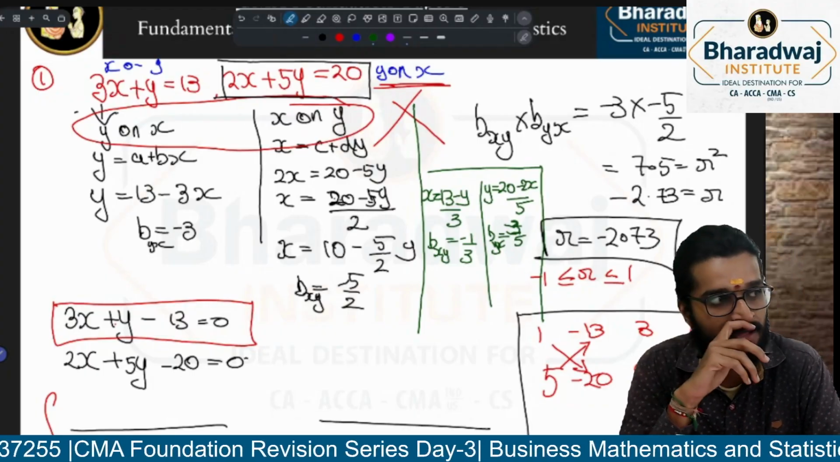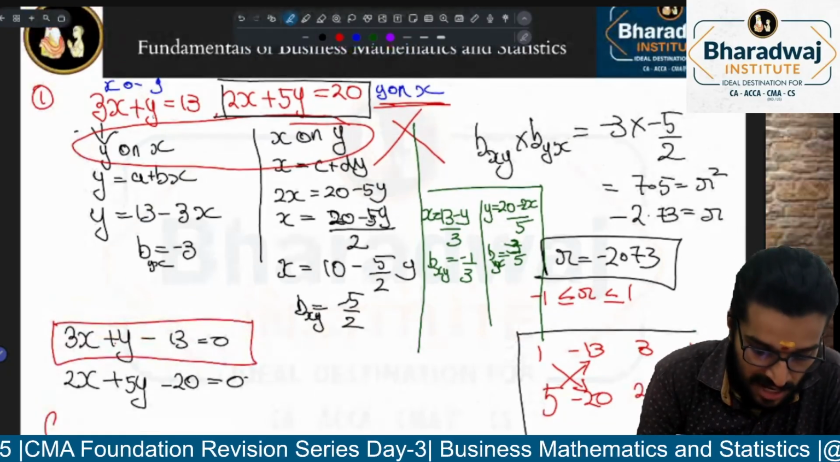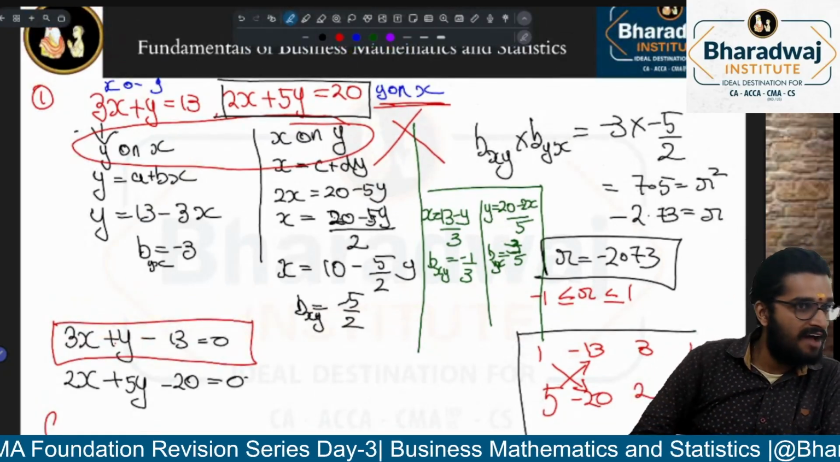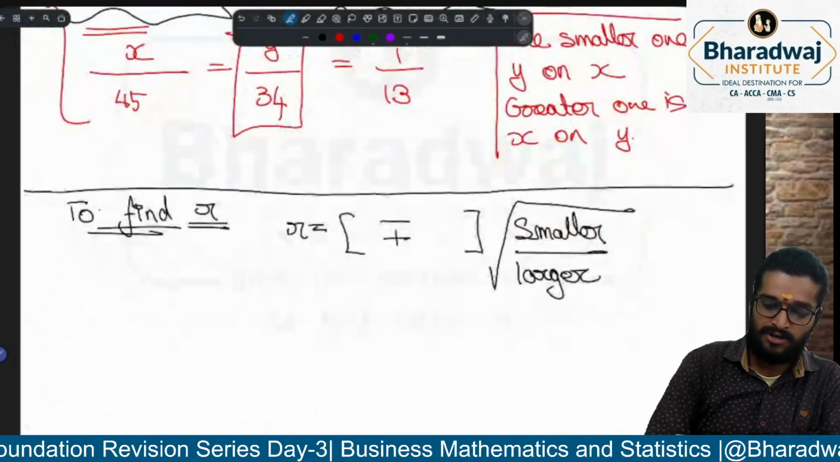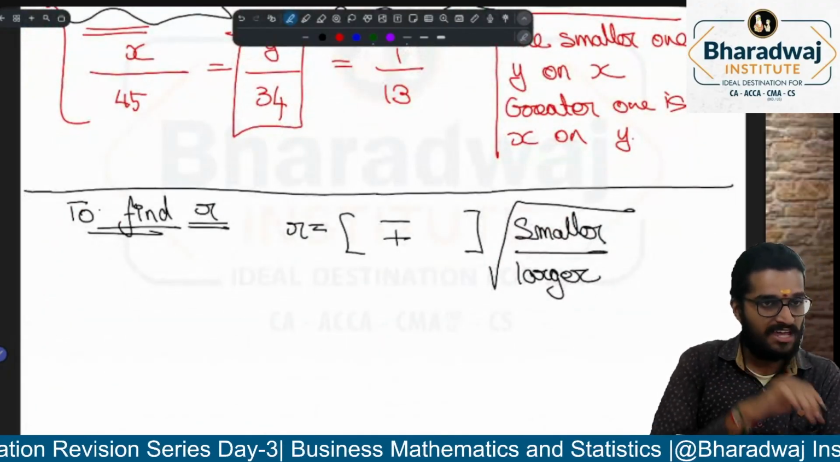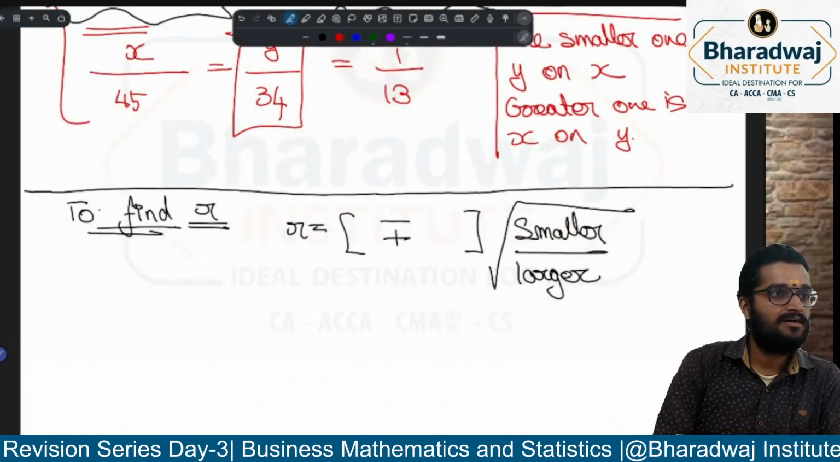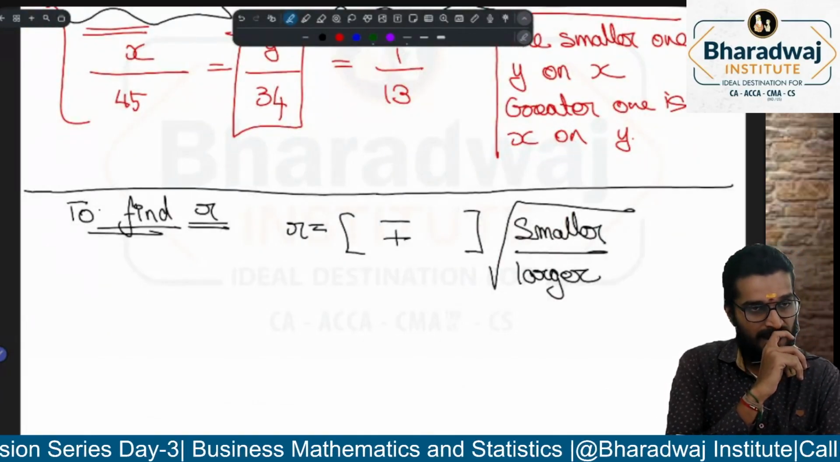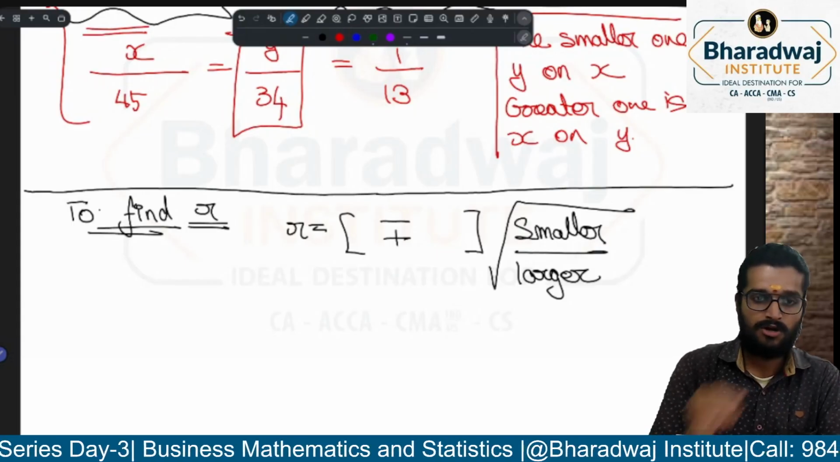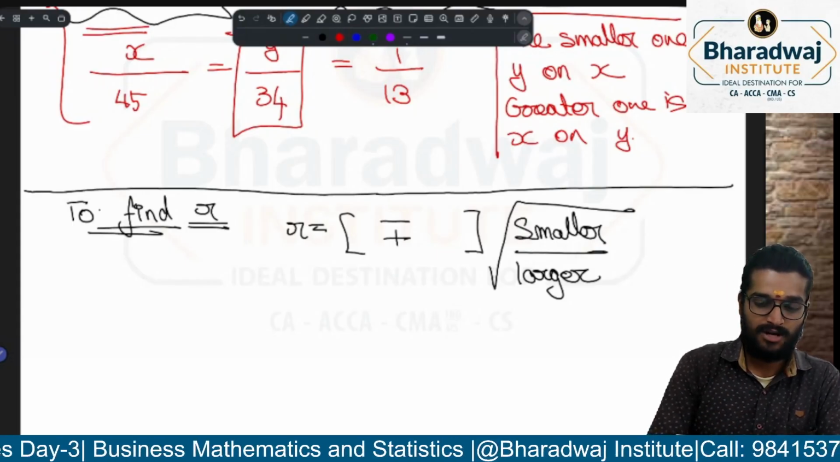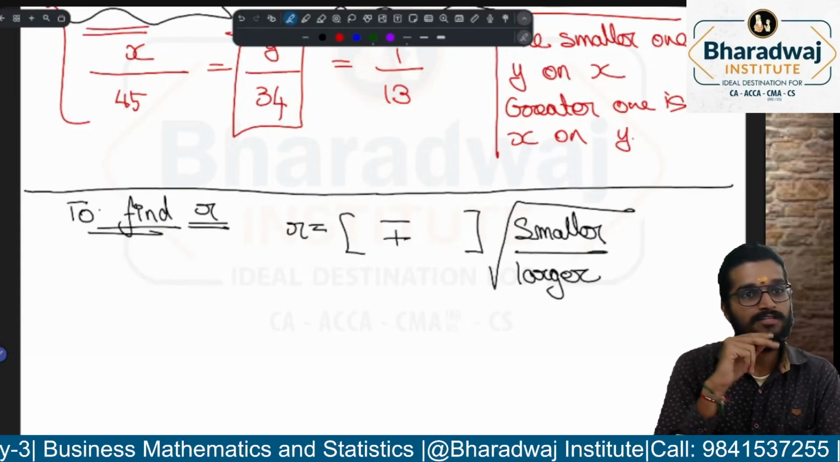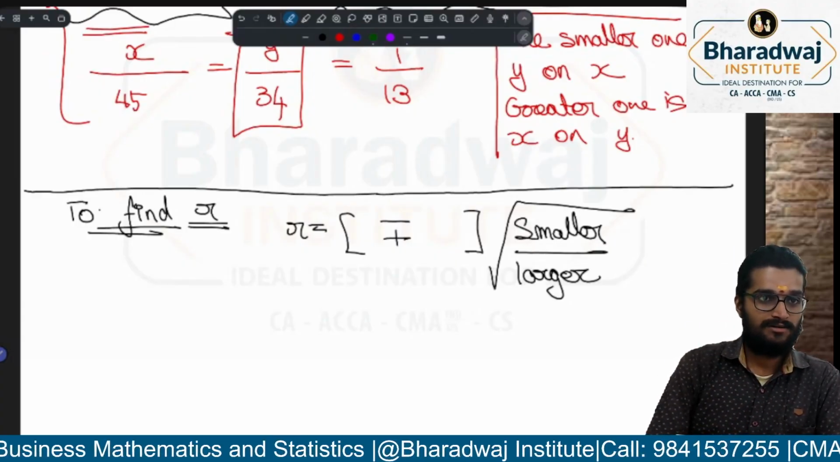Here in the equation, both of the y coefficients are having positive sign. So you have to include a negative sign. If in the equation itself both of the y coefficients are having negative sign, you have to include a positive sign. That's why I have included it as minus or plus, not as plus or minus.